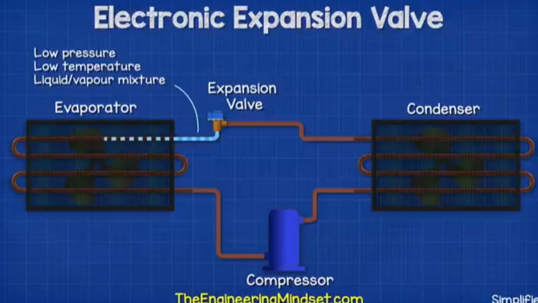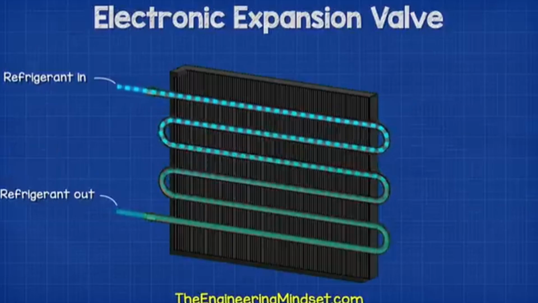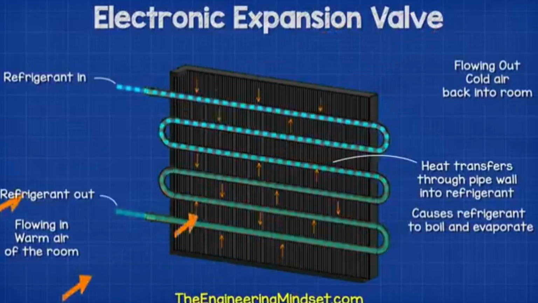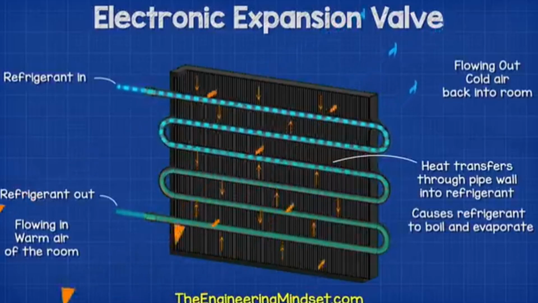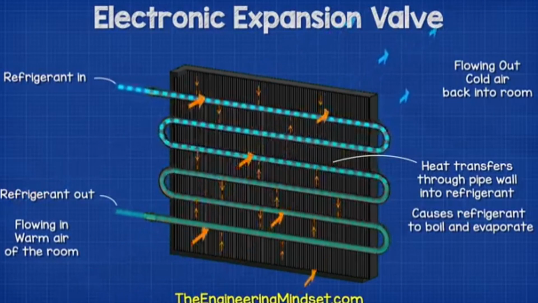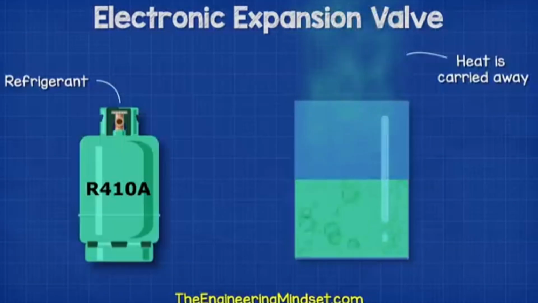So the refrigerant is entering the evaporator as a low pressure, low temperature liquid vapor mixture. It flows on the inside of the pipe, and at the same time, a fan is moving the ambient air of the room over the outside of the pipe. This causes the refrigerant to boil. It will absorb the heat from the air through the pipe wall, and then it evaporates. As the refrigerant evaporates, it carries away the heat.